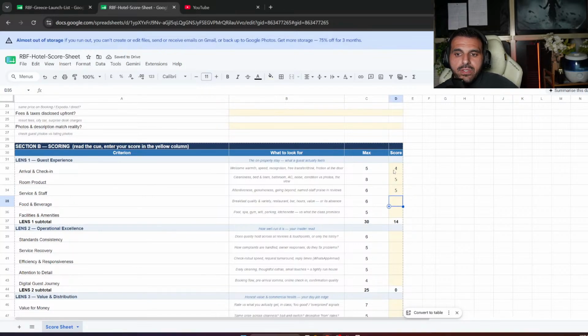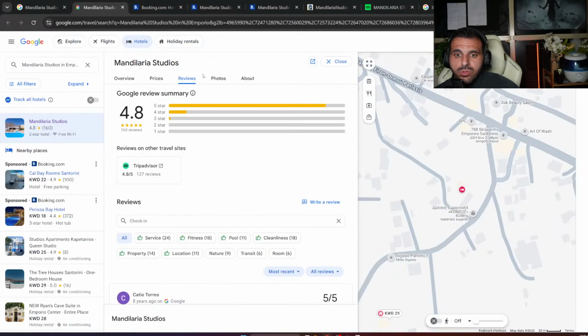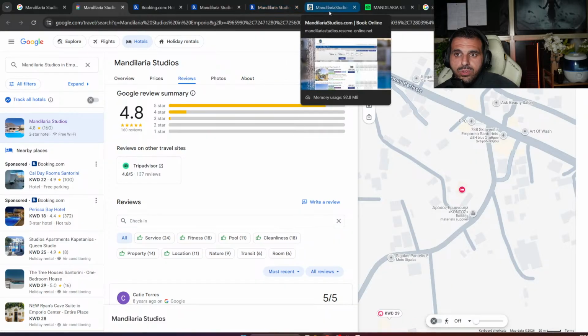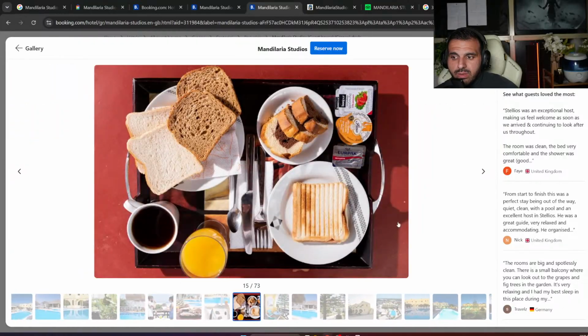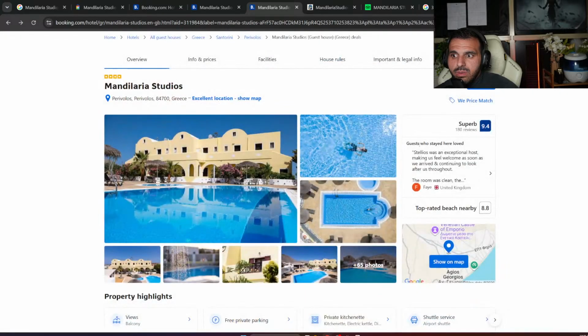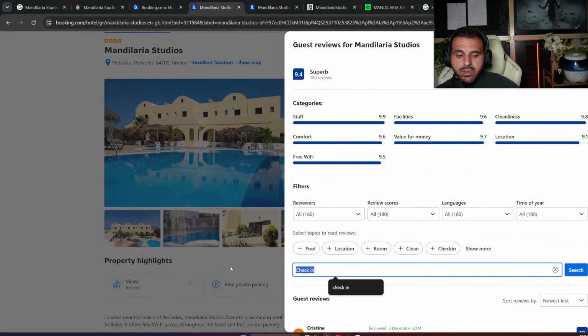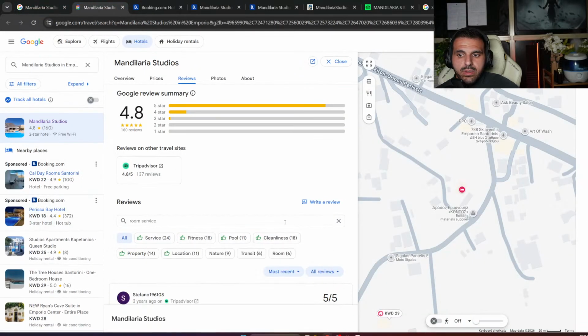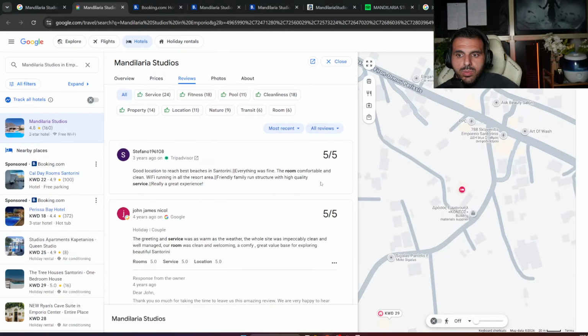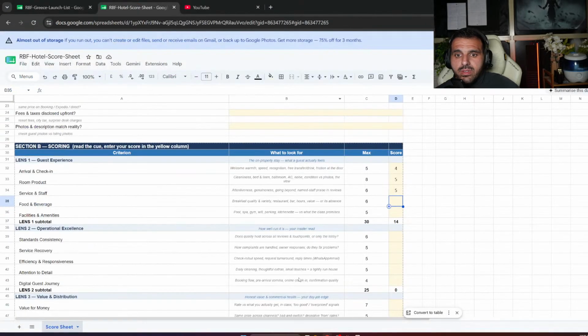Food and beverages, breakfast quality and variety, restaurant, bar, hours, value, or its absence. Nothing. I literally saw only photos about the room service, but I don't think they even provide one. Look at this over here. They have a photo, it's only for marketing. Please show me at least one review. Nothing, as guessed. Let's go on Google. The room comfortable, service over a high quality service. So they don't even have a room service, bro.